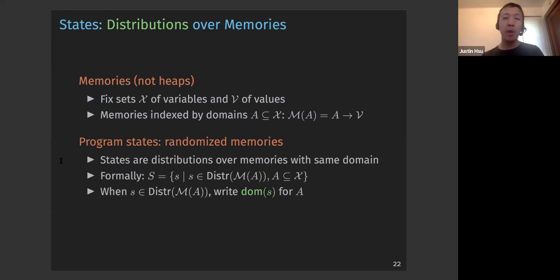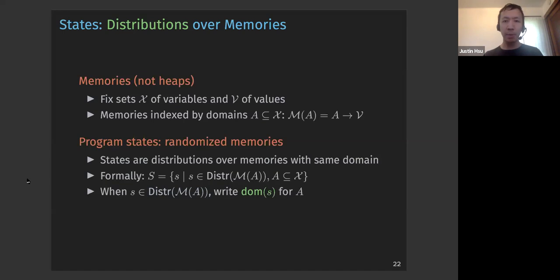And then program states are going to be randomized memories. So states are distributions of memories with the same domain. Formally, each state is going to be some probability distribution over memories over some set A. And when some distribution S is inside this set, we're going to write domain S to stand for A. These are the variables that roughly we can talk about in this distribution over memories.